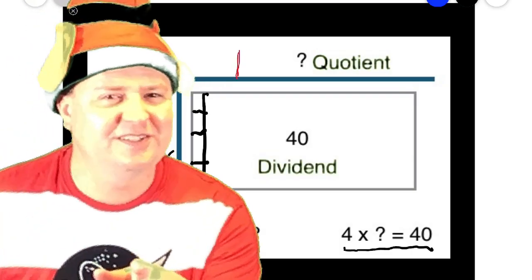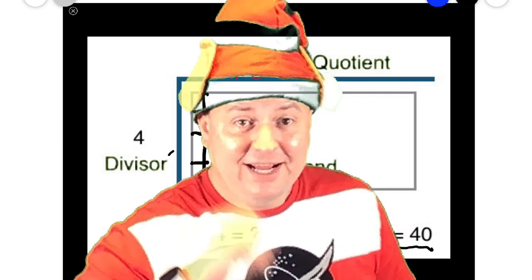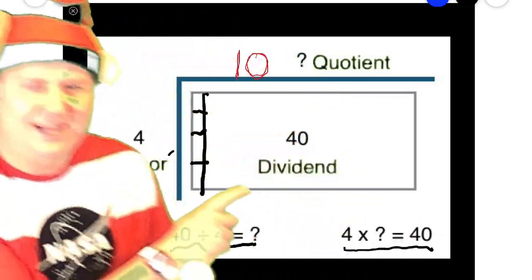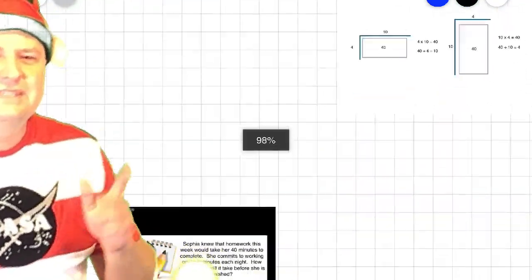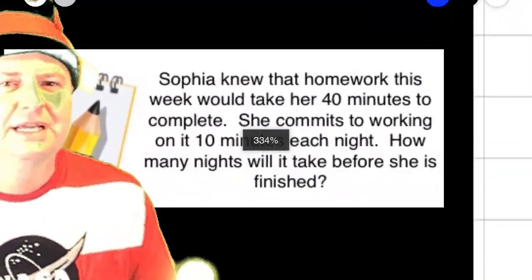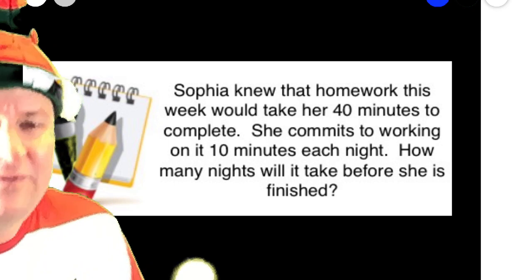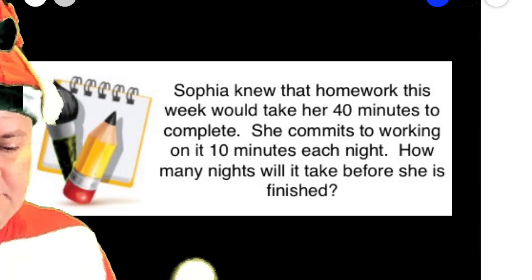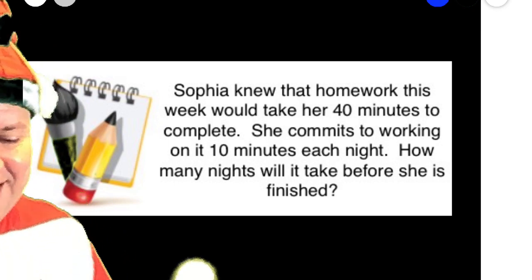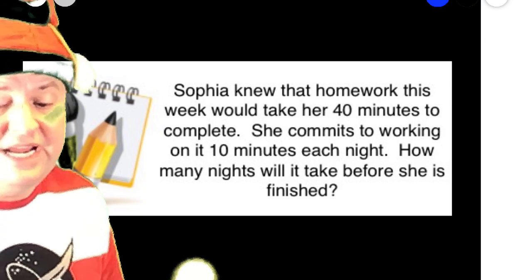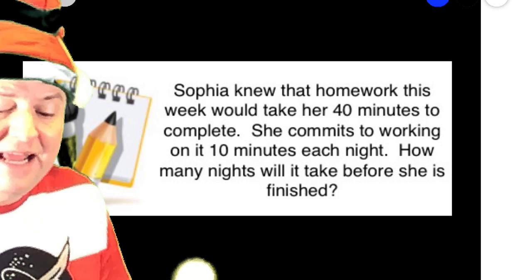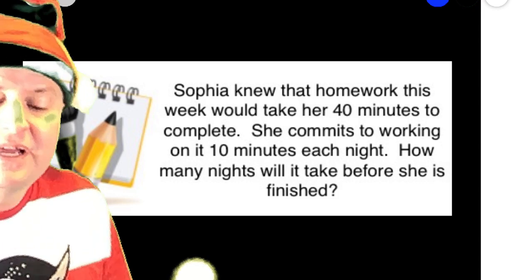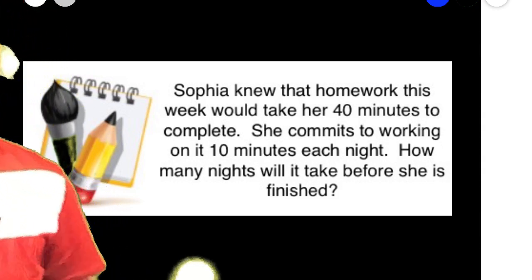But I think you've already solved it, and I think you already know it. And it is what? That's right. The answer is 10. All right, so now let's look at it a little bit differently. Sophia knew that homework this week would take her 40 minutes to complete. She commits to working on it 10 minutes each night. How many nights will it take before she's finished?